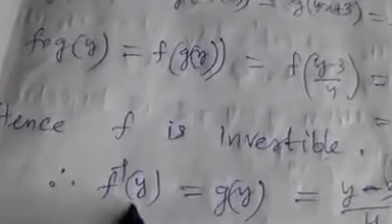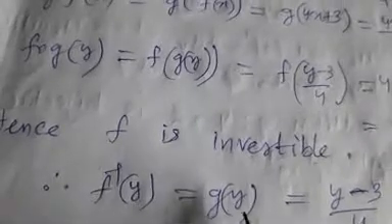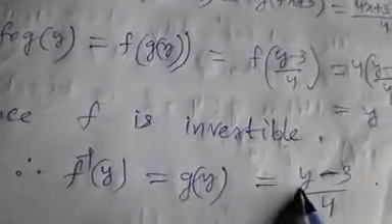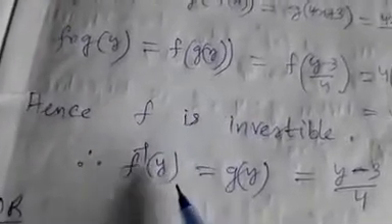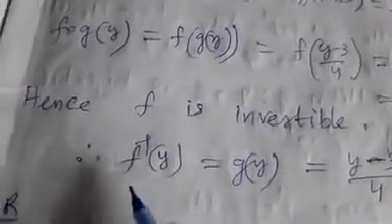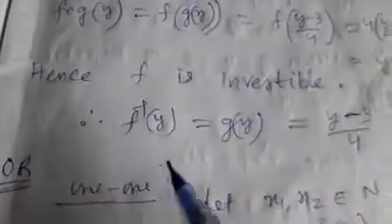Therefore, f inverse of y is equal to g of y, which is equal to (y minus 3) by 4. Now you get the f inverse value. Similarly, there is another way you can solve it, the one-one and onto method. Now you take that method.